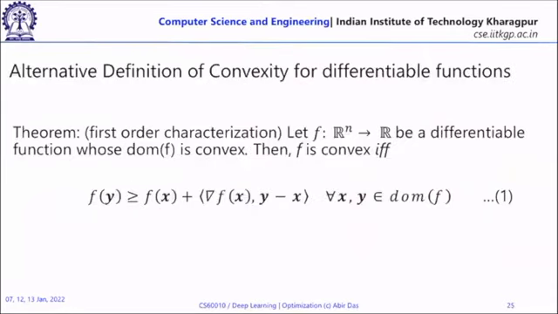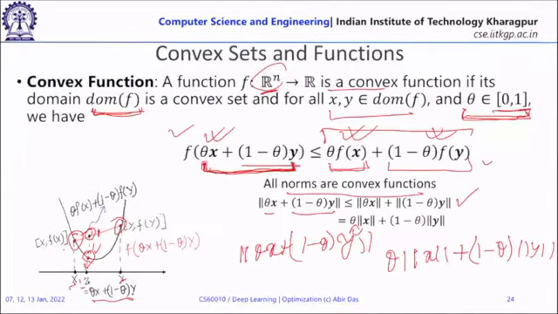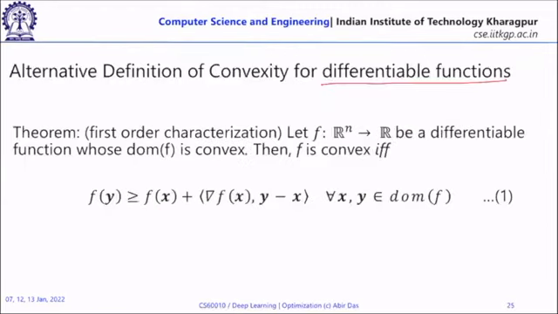Now, an alternative definition of convexity for differentiable functions. That was the standard definition of convex functions. Now it's an alternative definition, which means it is a property that is necessary and sufficient, so we can prove it from both sides. If this is true, then it is a convex function, and if it is a convex function, then this is also true. What does it say? It is also named the first order characterization.